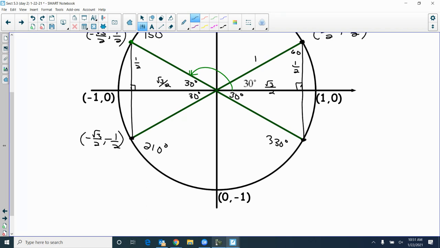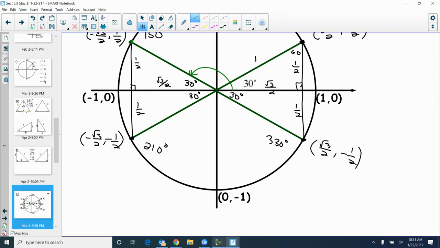Drop that perpendicular. So basically, you're going to get a little bow tie look for all of those. And now that's going to be square root of 3/2, negative 1/2, because all of these triangles are going to have the leg across from the 30 degrees to be 1/2. All right, flip it over. Okay, we're just going to fill in a little bit here. We're not going to get done with the whole thing, which is okay.